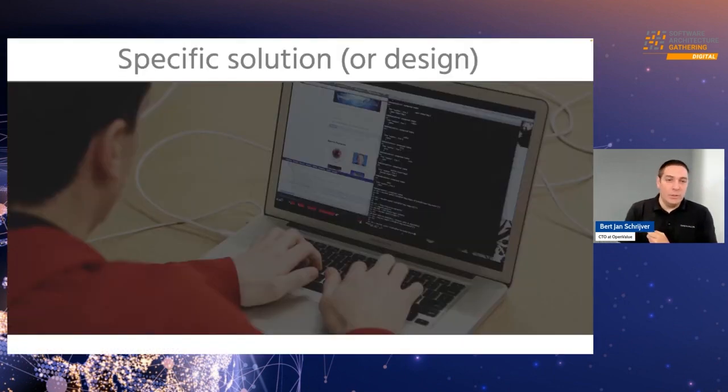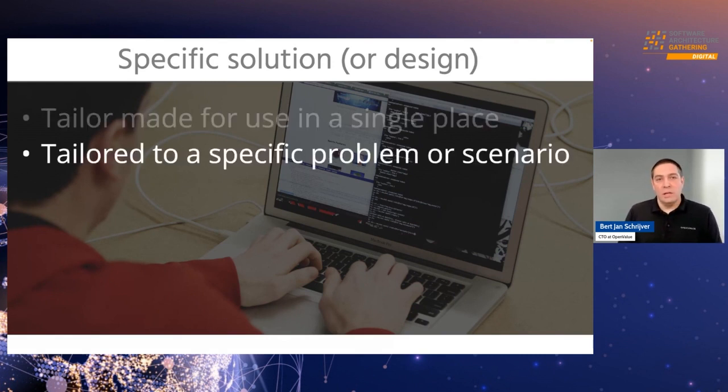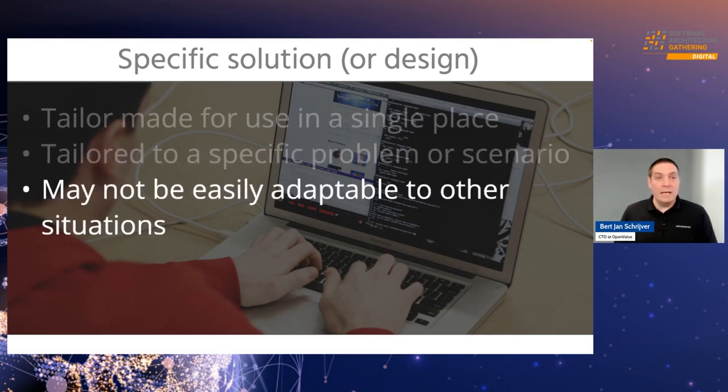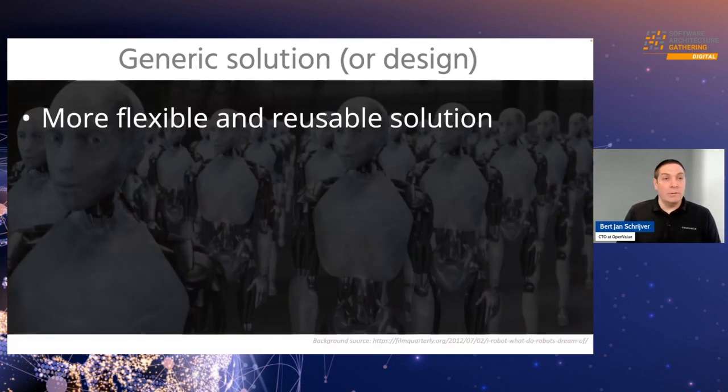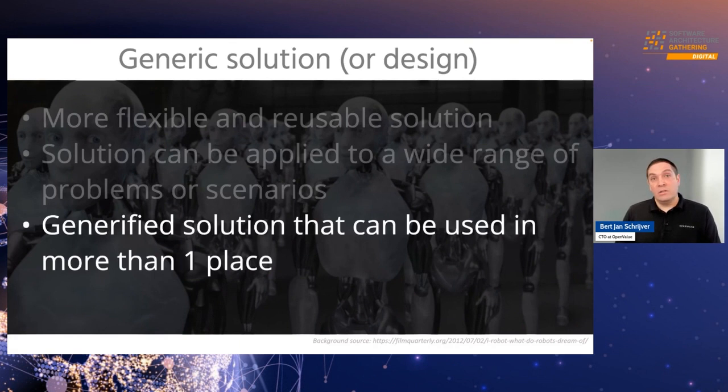So now we know what design is. Let's ask ourselves what is specific and what is generic. A specific solution is tailor-made for a single place, for use in a single place. It's tailored to a specific problem or situation, and may not be easily adaptable to other situations. Whereas a generic solution is a more flexible and reusable solution. You can typically apply it to a wide range of problems or scenarios, and it's typically a generified solution that you can use in more than one place. And place can be anything: class, component, service, application.